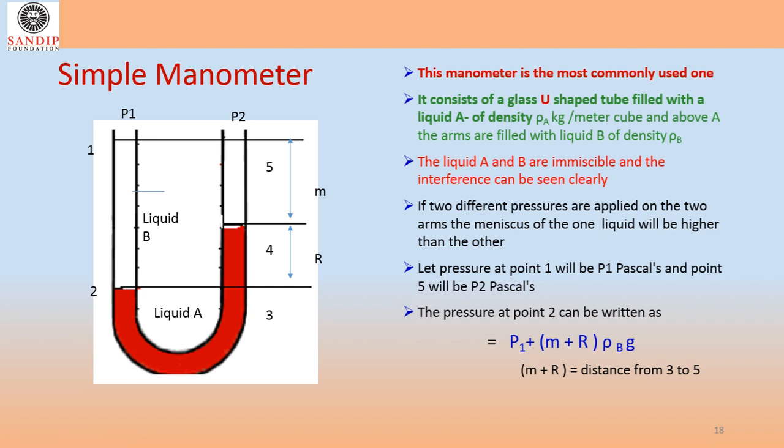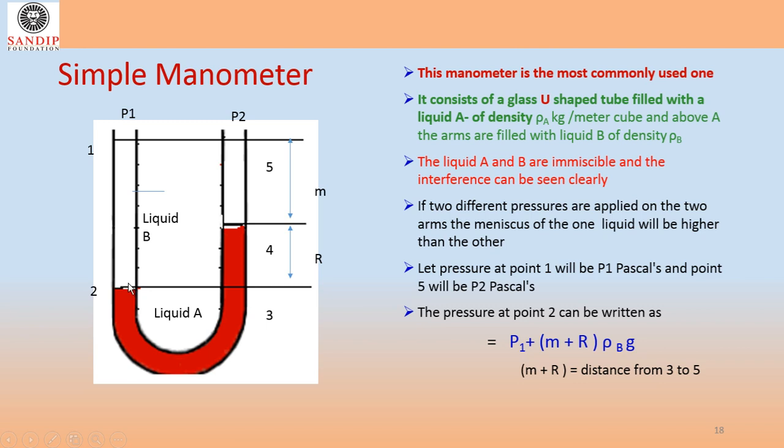Now students, keep in mind while selecting both the liquids, these are immiscible with each other and the interface can be easily observed. Now if a pressure difference is applied on the two arms, the meniscus of one liquid will be higher than the other. So let us apply the pressure P1, in Pascal, at point 1, as well as P2 at point 5.